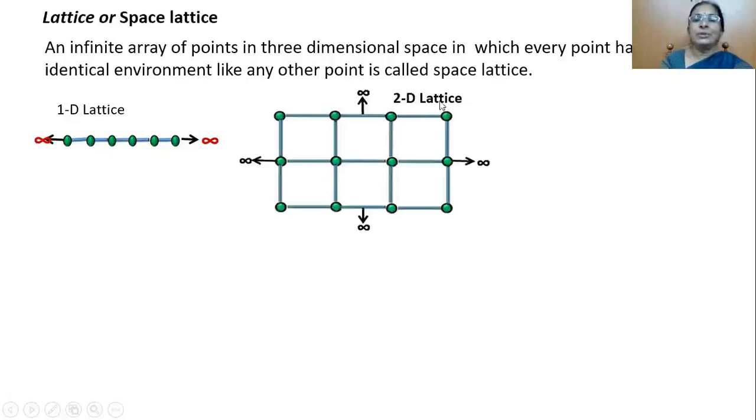The next is the two-dimensional lattice. Here, the arrangement of atoms is in only one direction, for example, the x-axis. Whereas in a two-dimensional lattice, you can see an arrangement of atoms in the x and y axes.